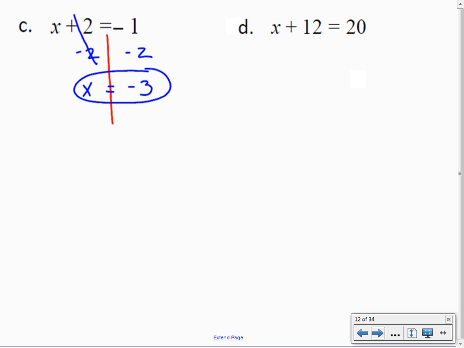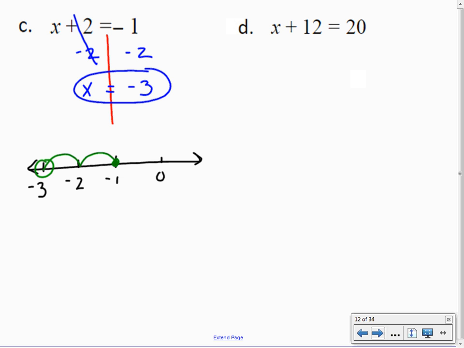Remember, when we're working with negative numbers, I'm going to draw a number line here. Okay, if I start at negative 1 and I'm subtracting 2, that means I'm going to go left 2, which has me land at negative 3.